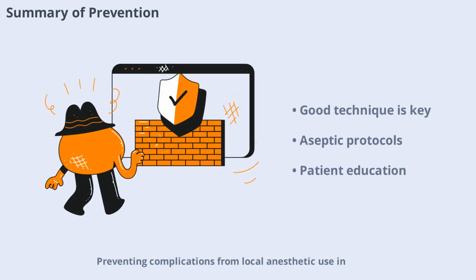Preventing complications from local anesthetic use in dentistry requires a combination of good technique, knowledge of anatomy, and strict adherence to aseptic protocols. Always use the minimal effective dose, choose the right needle, and handle all equipment with care. Educate patients and guardians about risks, especially in children and vulnerable adults. These steps are essential for minimizing adverse outcomes and ensuring patient safety.